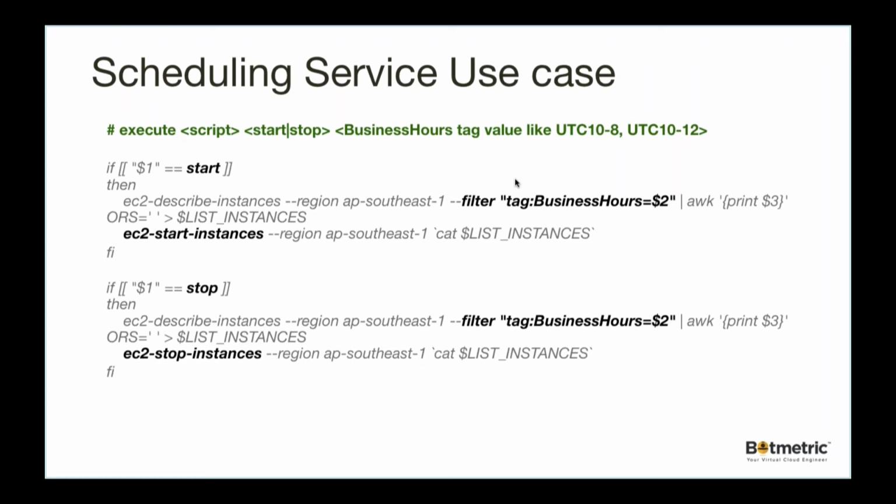So UTC 10 means what? It should start at 10 a.m. UTC and run for 8 hours. So the start script will pick the first part and the stop script will pick the last part. Depending upon that, it does this job. This is one of the automations which saves a lot of cost on AWS. It's very simple. There are two commands only, start instances and stop instances. Depending upon your filter tags, here I am showing only one tag, but you can combine multiple tags.